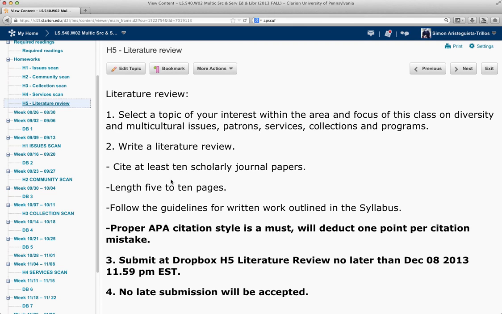What is the length of your paper? It's between 5 to 10 pages. How are you going to submit this? You have to follow the guidelines for written work outlined in the syllabus. What is very important is that you do proper APA citation style, because I will deduct a point for each mistake that you make.